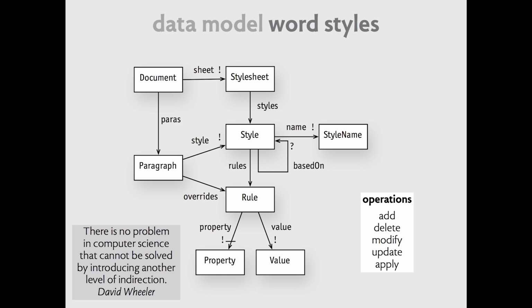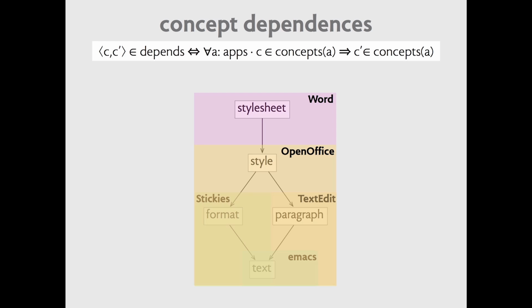So we have the data model. We have some operations, such as adding, deleting, and modifying styles, updating styles based on a particular paragraph, and applying styles, and so on. The next thing I do when I'm modeling concepts is to look at the relationship between concepts. And I define dependency in the following simple way. Some concept C depends on another concept C prime if for every app A, if C is a concept of A, then C prime is also a concept of A. In other words, one concept depends on another if it can't exist without it.